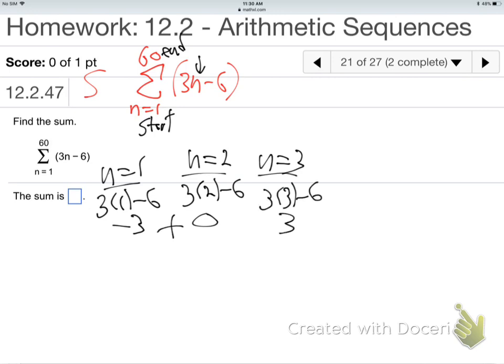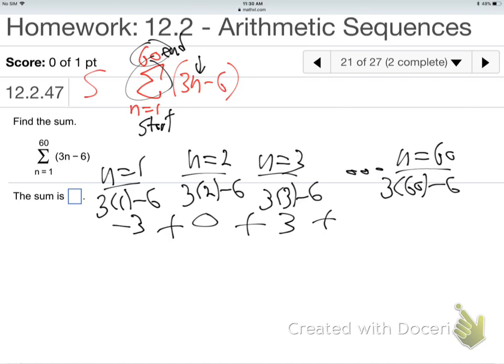And then you're going to put plus signs. Why? Because that's what the Greek S means. You're summing them. You're adding them up. Plus, dot, dot, dot, all the way to the last one. The last one is 60. N is 60. Plug in 60. So 180 minus 6, 174. Dot, dot, dot. Like that. So that's what it's really saying. Start at negative 3, go up by 3 every time, all the way to 174. Add them all up, tell me what you get.